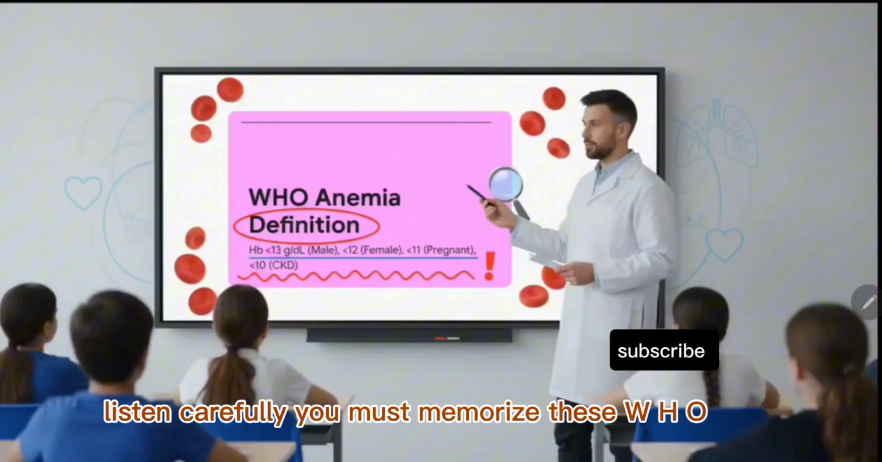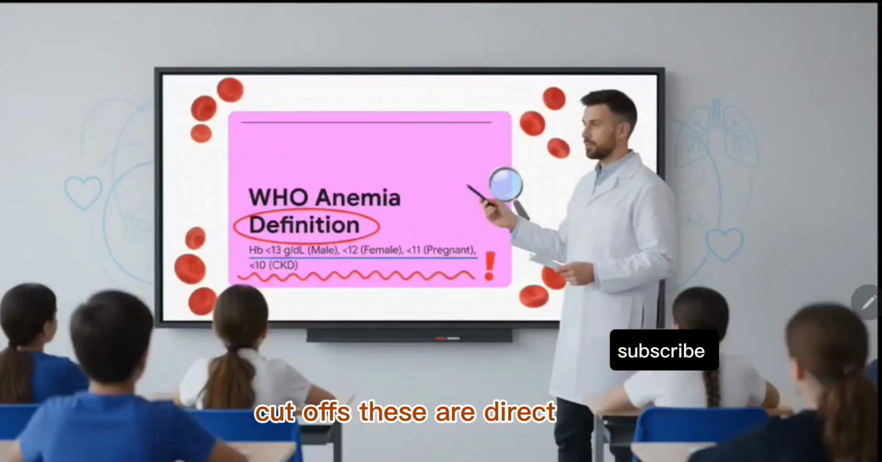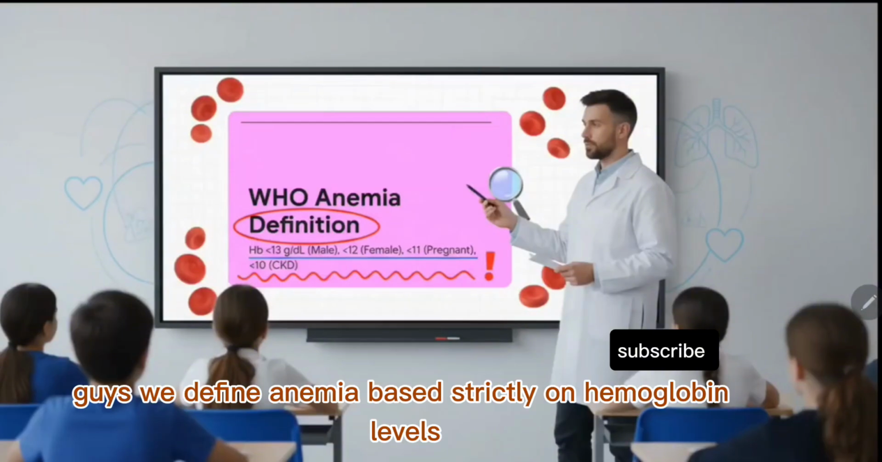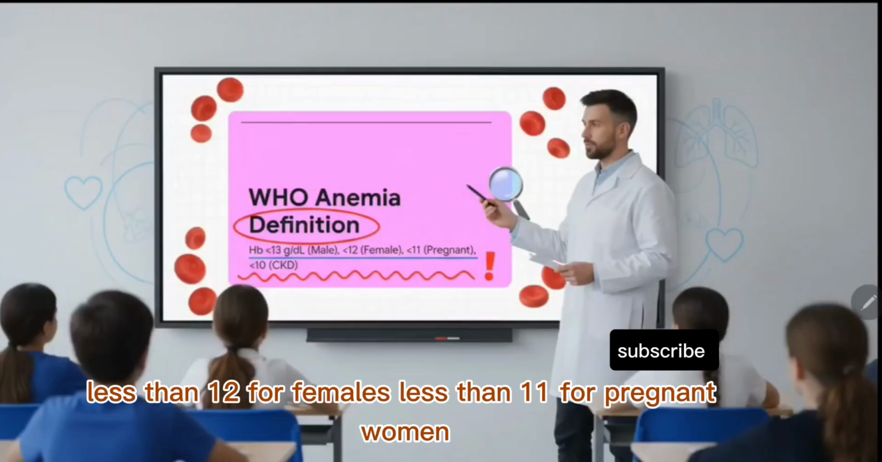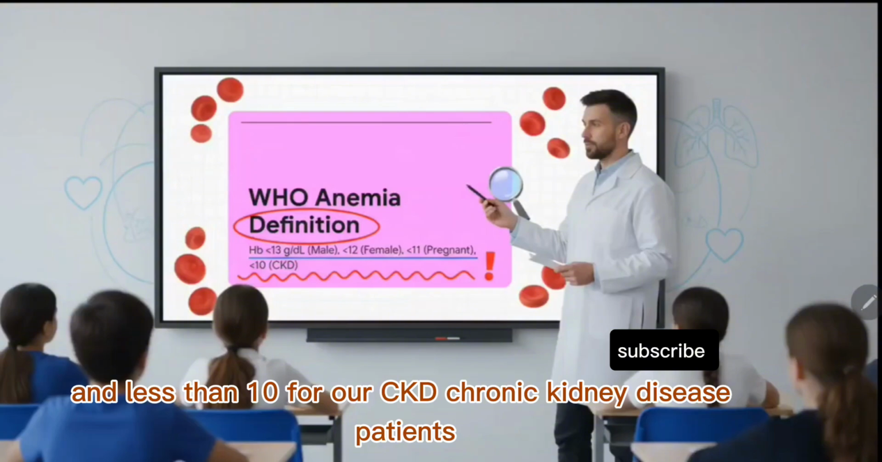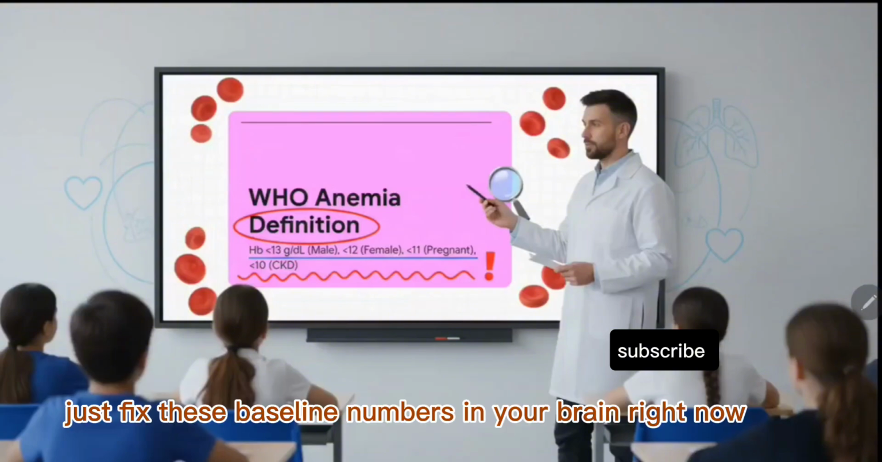Listen carefully, you must memorize these WHO cutoffs. These are direct, straightforward MCQ hits, guys. We define anemia based strictly on hemoglobin levels. Less than 13 grams per deciliter for adult males, less than 12 for females, less than 11 for pregnant women, and less than 10 for our CKD, chronic kidney disease patients. Just fix these baseline numbers in your brain right now.